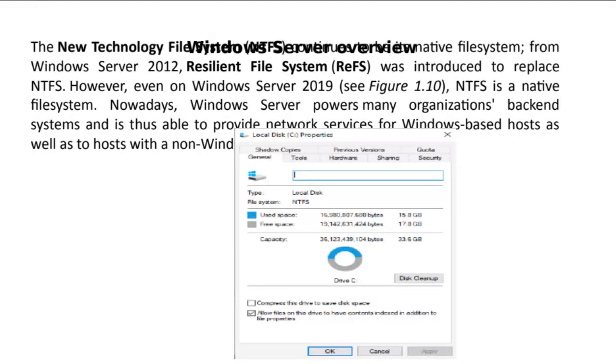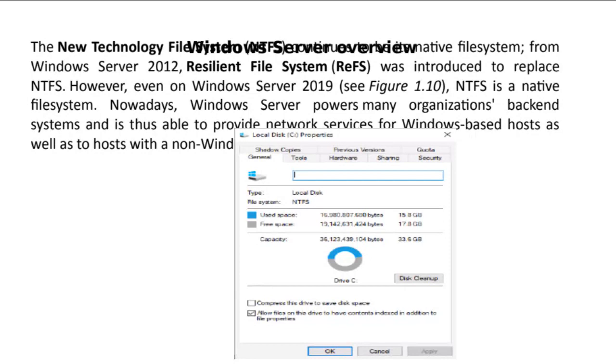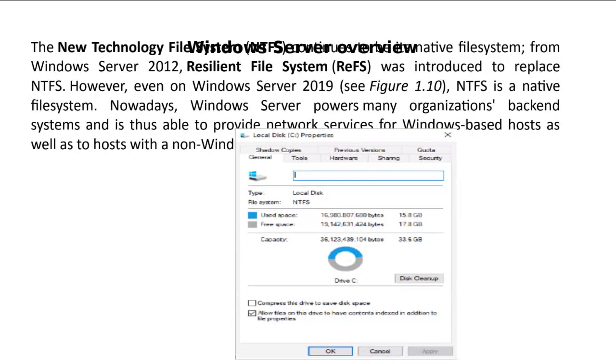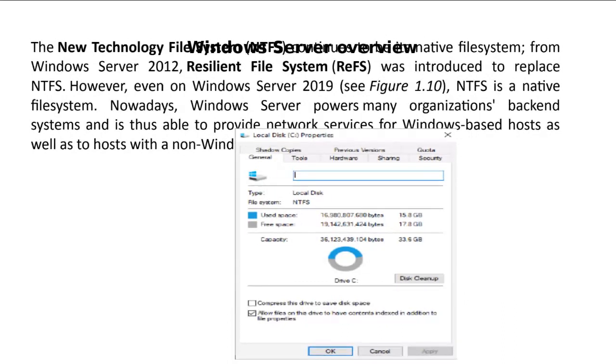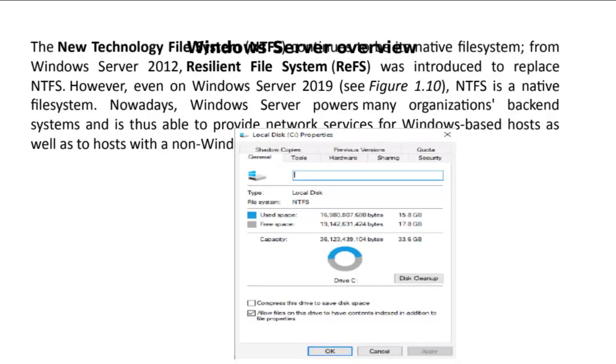Also, we have the file system. Windows Server 2012 was using the native file system. We have also the ReFS, or Resilient File System. This one was designed to replace the NTFS that was used in the earlier versions of Windows Server.